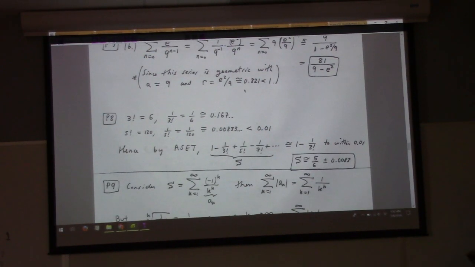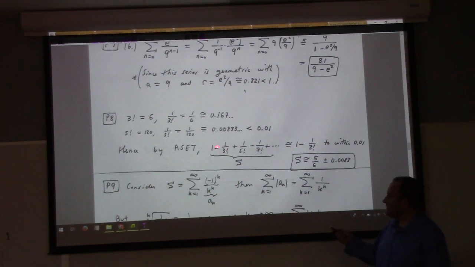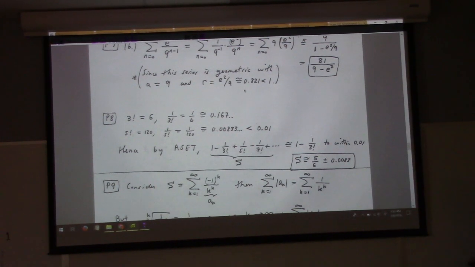This one here, I said calculate the sum of the series to within 0.01. So this is an alternating series estimation theorem problem. You just got to look at the terms and find the one that's less than 0.01. If you look at 1 over 5 factorial, that's 1 over 120, which is 0.0083. That is less than 0.01. That means that if I just keep the first 2 terms in this alternating series, that approximates the true sum within that value. So in fact, this is about 5/6, plus or minus that.